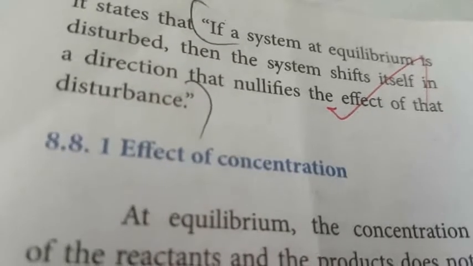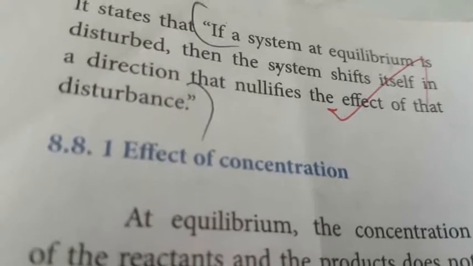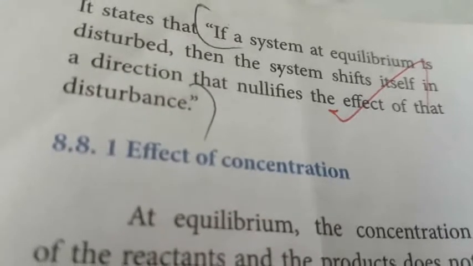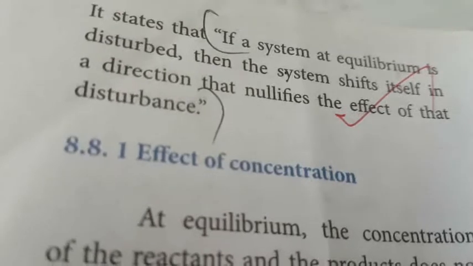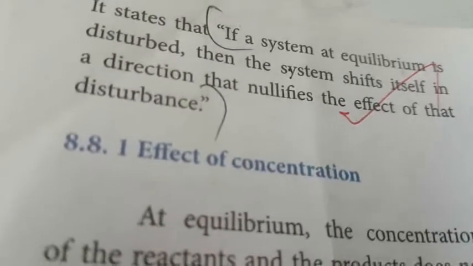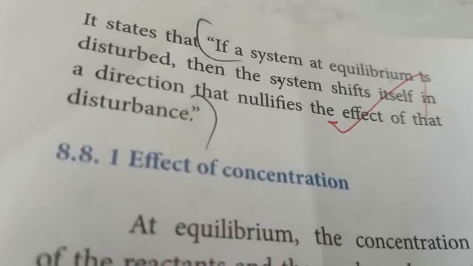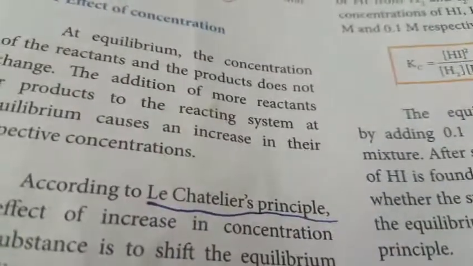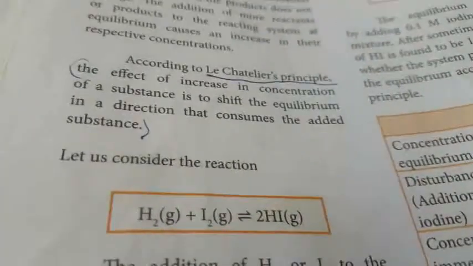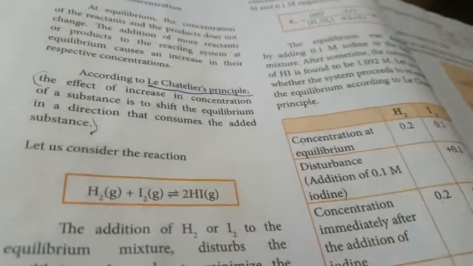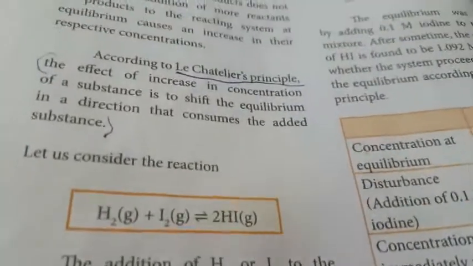When we disturb it with something, then to nullify that, the system goes in that direction and makes it equal again. So that is called Le Chatelier's principle. So how will it be explained? First one is concentration. It is the effect of the concentration. What is the concentration? So here that is Le Chatelier's principle.